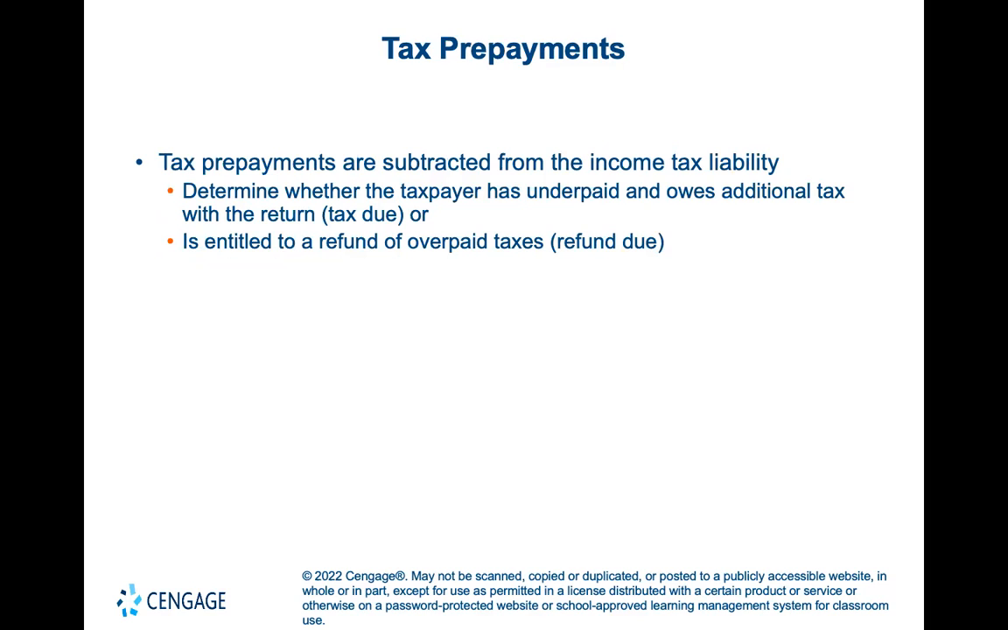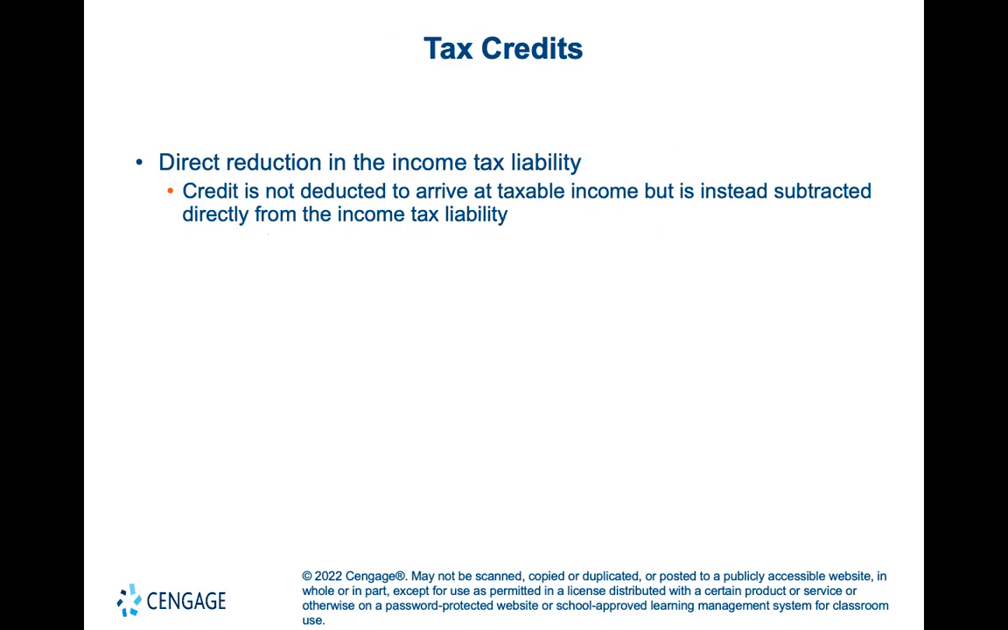Tax prepayments. Tax prepayments are subtracted from the income tax liability to determine whether the taxpayer has underpaid and owes additional tax with the return, tax due, or is entitled to a refund of overpaid taxes, refund due. Keep in mind though, if you have a large refund, that means typically you didn't make the proper adjustments to your deductions or withholdings. Okay. Tax credits are a direct reduction in the income tax liability. A credit is not deducted to arrive at taxable income, but is instead subtracted directly from the income tax liability.